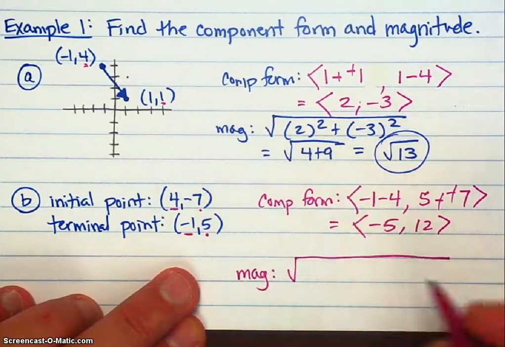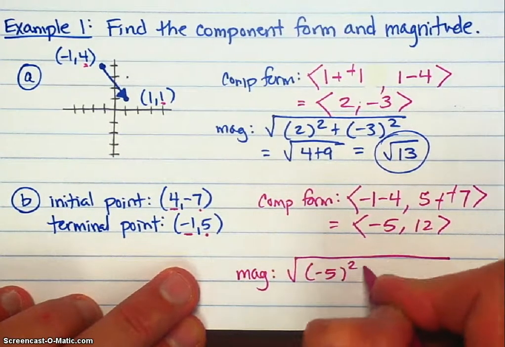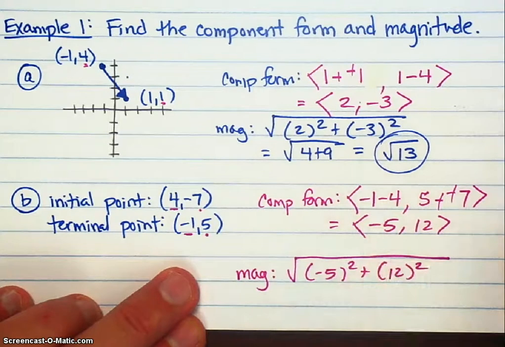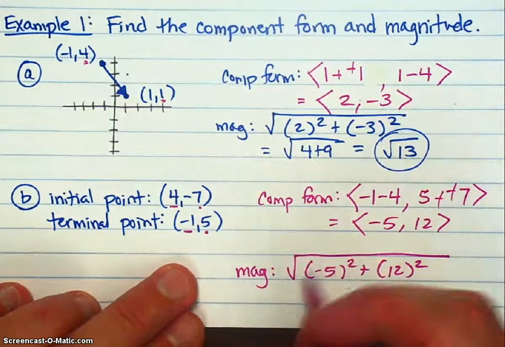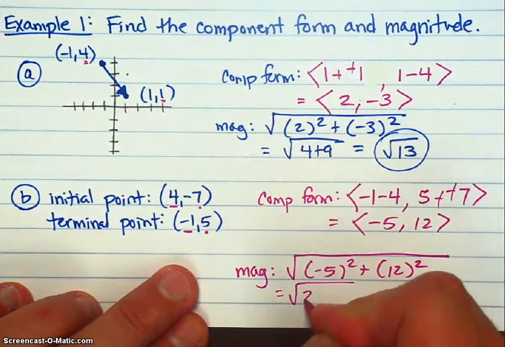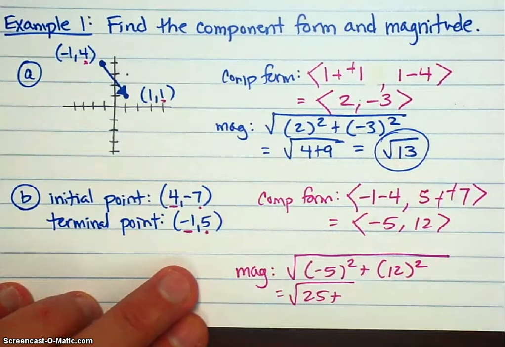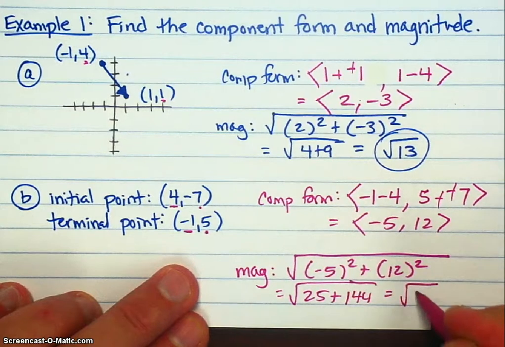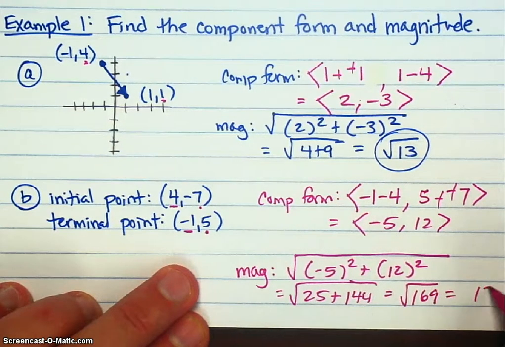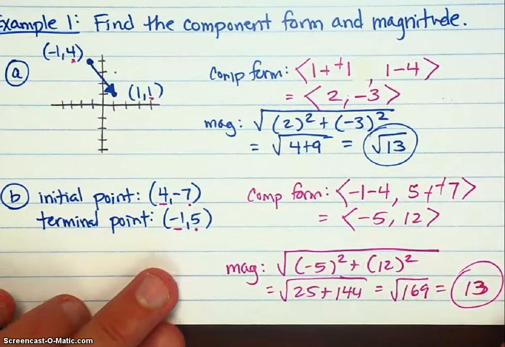So now when I want to do the magnitude, all I have to do is take that component form, because I've already done the x2 minus x1 and y2 minus y1, and we just have to work this out. So what's that? 25 plus 144, which is the square root of 169, which is 13. So that one worked out kind of nice. Okay?